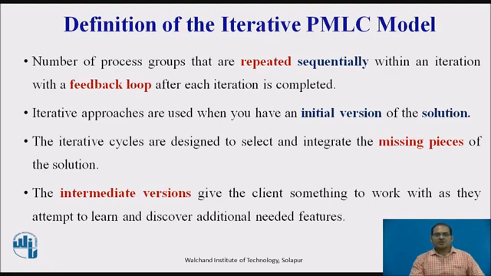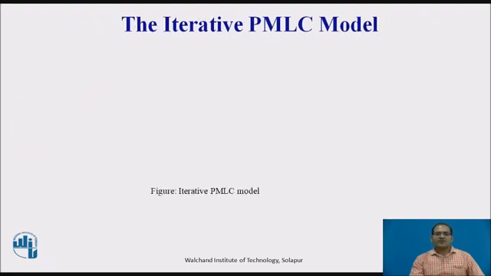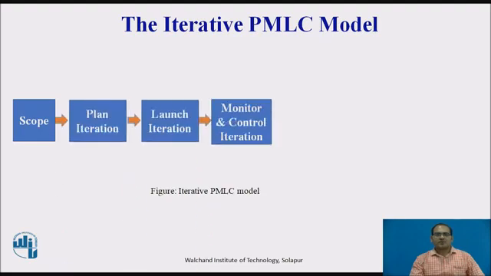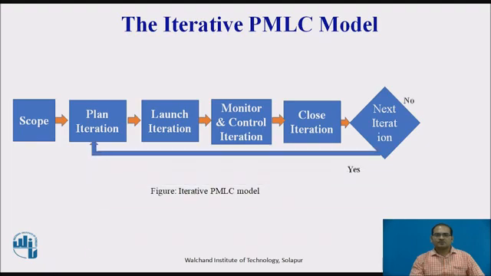The intermediate versions give the client something to work with as they attempt to learn and discover the additional needed features. The client would choose to release a partial solution to the end user in an attempt to get input from them. An iteration consists of a planning, launching, monitoring and controlling, and closing process groups. Closing an iteration is not the same as closing the project.